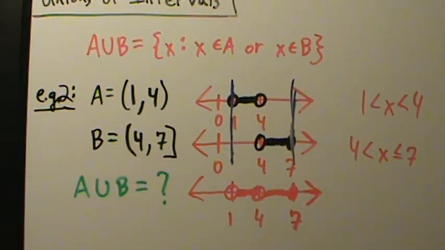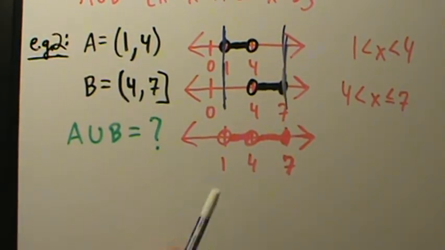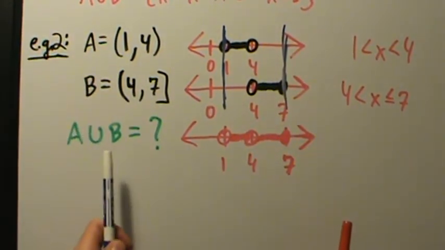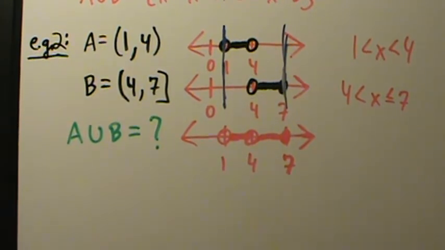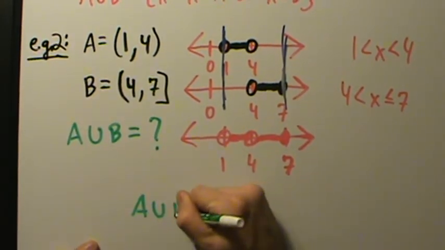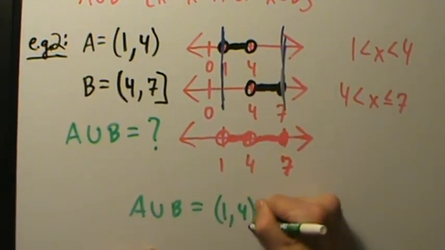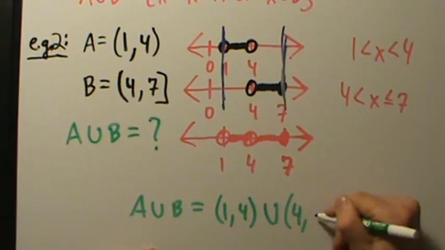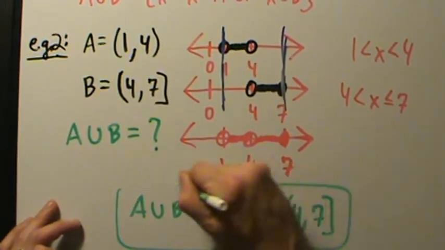So how do we express that? What's crazy about this example is we have to express it as a union of intervals. Our answer actually has to be this: A union B is the interval (1, 4) union the interval (4, 7). And that's it. It cannot be simplified anymore.